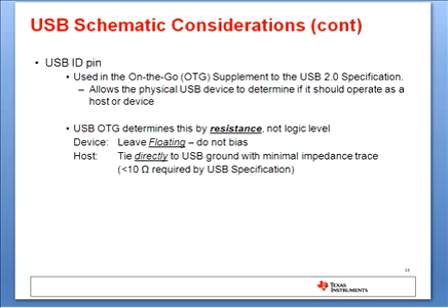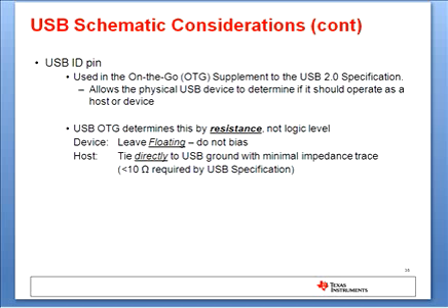Now we will talk about the USB ID pin, which is present on On-The-Go supplement capable devices. The USB ID pin is used by the On-The-Go supplement to allow the device to identify if it should operate as a host or as a device. An OTG capable device determines its host or device functionality by resistance and not logic level. If an OTG capable device is to operate as a device, this pin should be left floating. That is, do not bias it to power and ground with a pull-up or pull-down resistor.